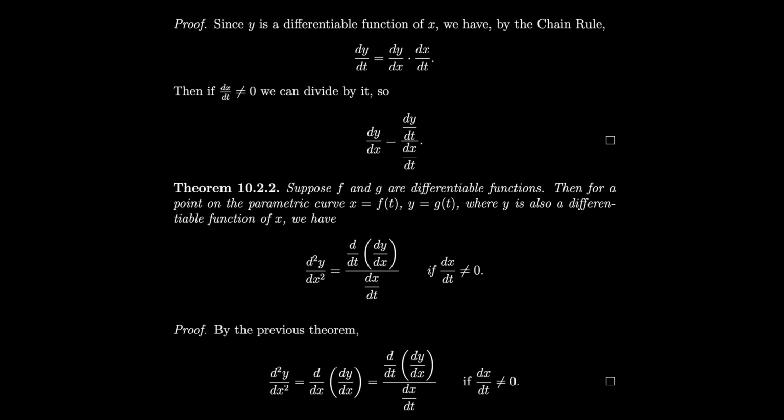If we want dy/dx, we have to take dy/dt over dx/dt. If we want the second derivative, then we have to differentiate the previous derivative we got and divide by our original dx/dt again. So let's do some examples of this.